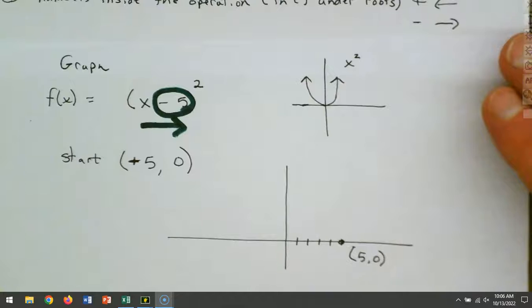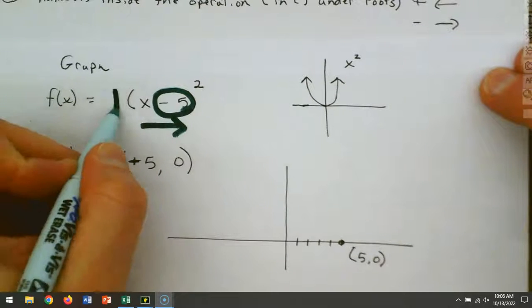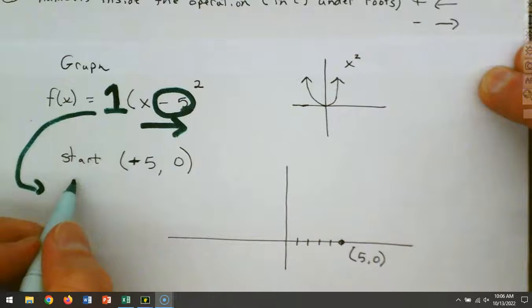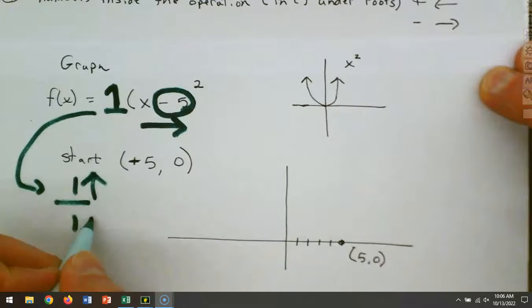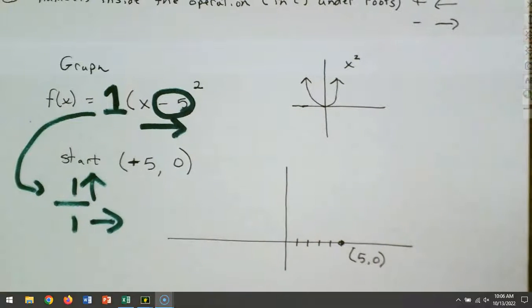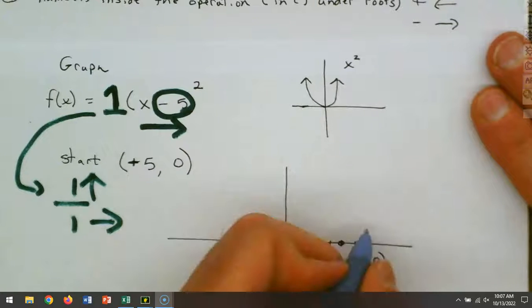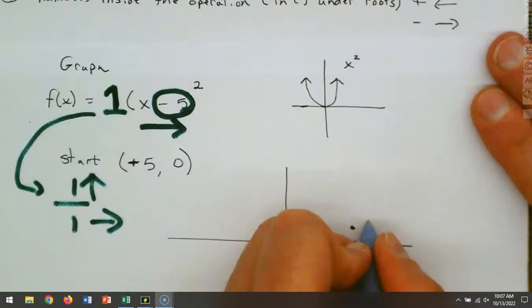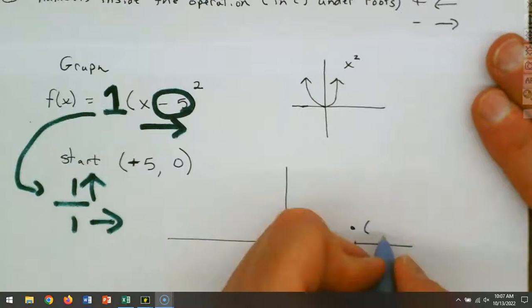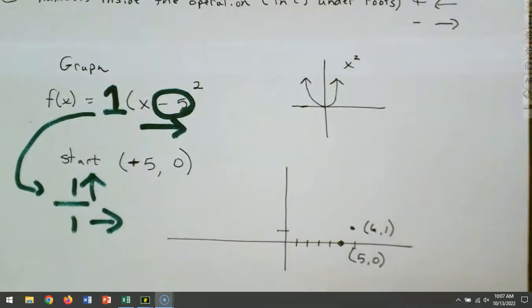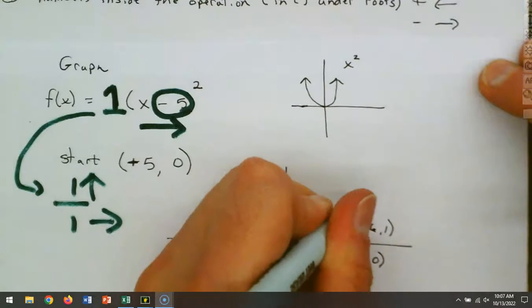Now, there's no number in front, so what number do you think will be there? 1. And so that's going to be, again, a 1 over 1. So up 1 and over 1. So we're going to go up 1 and over 1. And you can label these if you want to. So that would be at 6, 1 there. And we're going to kind of curve it.